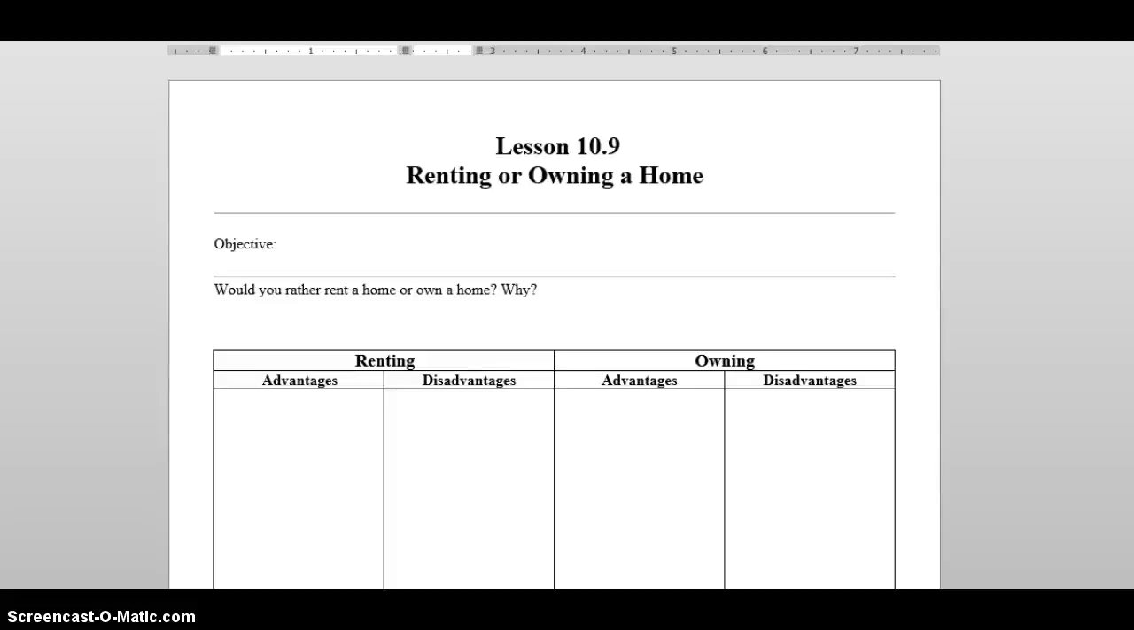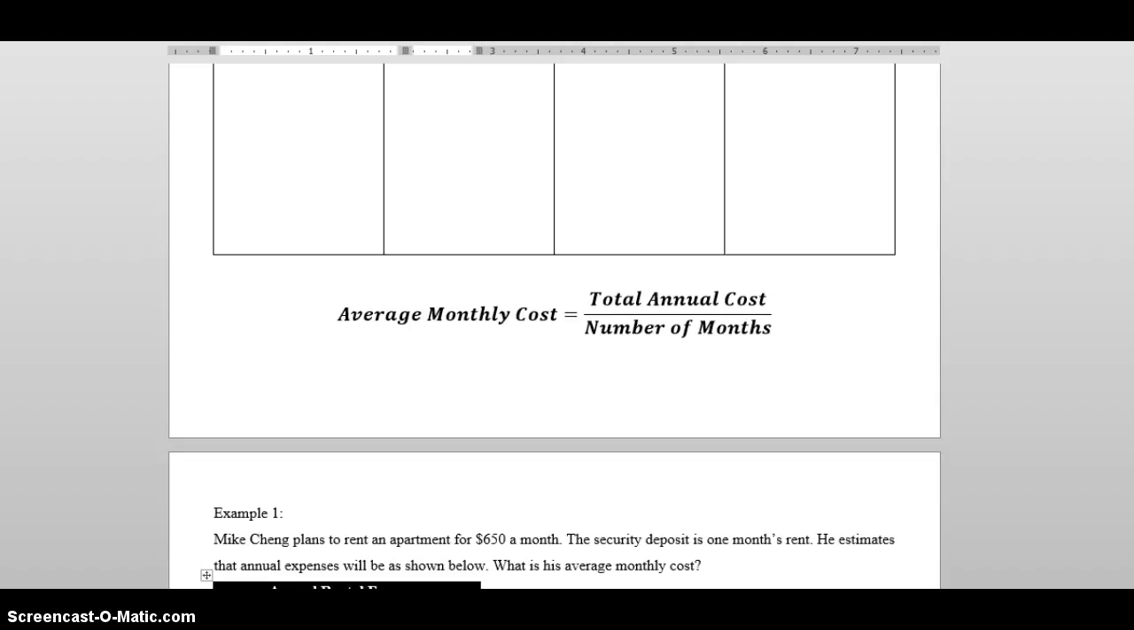Lesson 9 is the final lesson for Chapter 10. In this lesson, we're going to be discussing the costs of renting and owning a home and determining which one would be a better value. In our determinations, we're going to be looking at the average monthly cost, which is found by taking the total annual cost divided by the number of months.